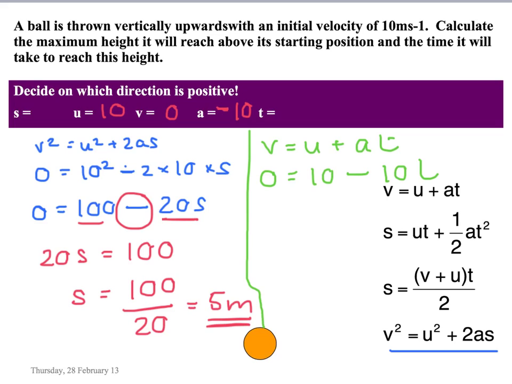Very similar to before, I want to get rid of the minus, so I'm going to take the 10t to the other side. That makes it positive. That means 10t is equal to 10, which means that t will be equal to 10 divided by 10, which is 1 second.